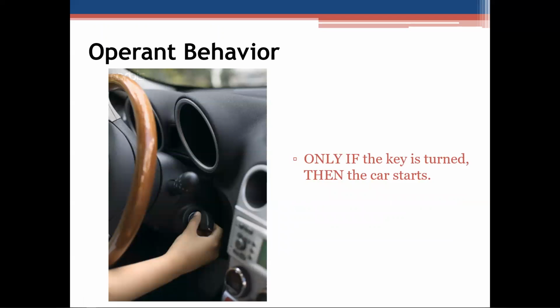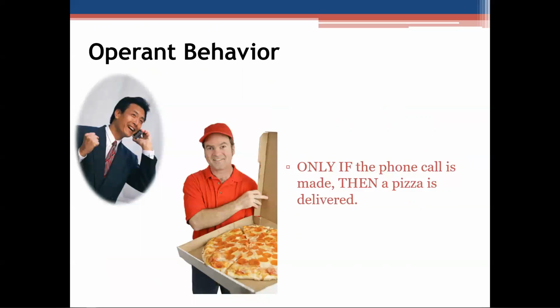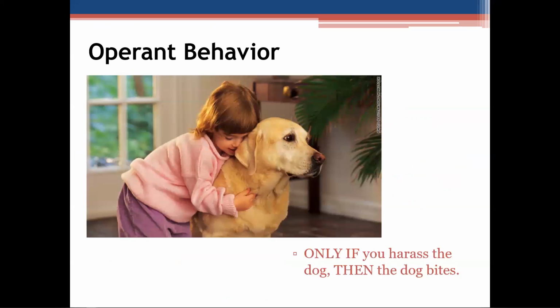Only if the key is turned, then the car will start. Or we would say that the car engine starting is contingent on turning the key. Only if the phone call is made, then a pizza is delivered. So getting pizza is contingent on calling and ordering that pizza, or I guess more importantly, paying for that pizza. Only if you harass the dog, then it might bite.